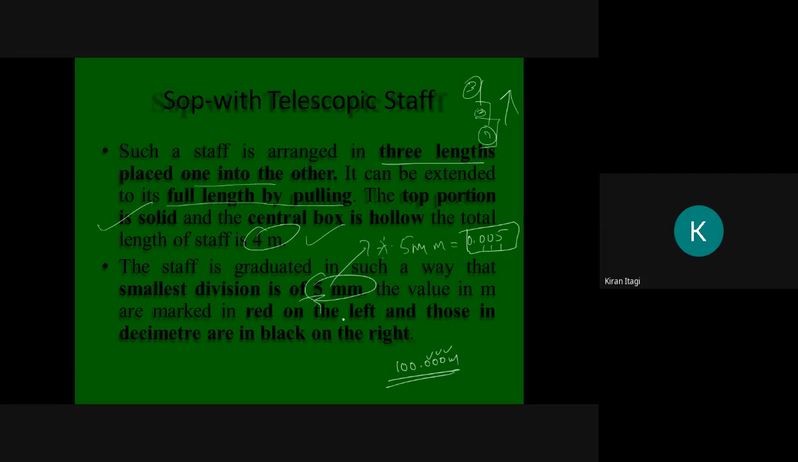5 mm. The value is marked in meters, in red, on the left. On the scale, the decimeters are in black on the right. The meters are marked on the left-hand side with red color, and the decimeters and centimeters are marked in black color on the right-hand side.